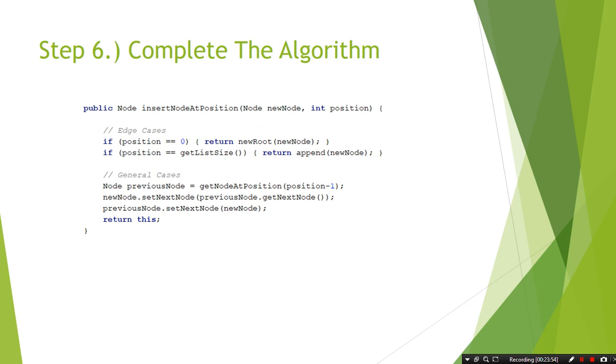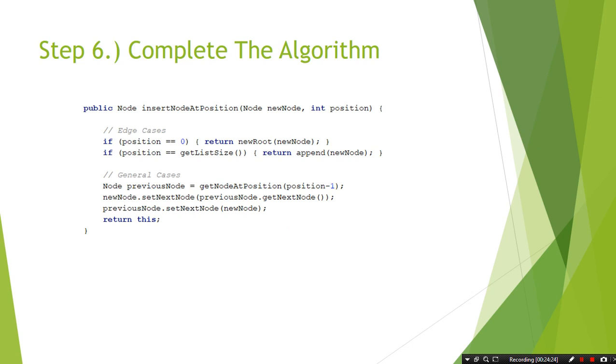So now that we've done that, here is this last slide. Step 6 is complete the algorithm. And complete the algorithm just means put the edge cases above the general case, right? So you can see there, here's my full function, the full implemented algorithm. Insert node at position. Here's the node, here's the position. The very first thing I do is check for the edge cases. Hey, are you trying to insert a node at position 0? If you are, then I want you to call this other code that I wrote, new root, and then be done with it, and then go away. And then we're done.